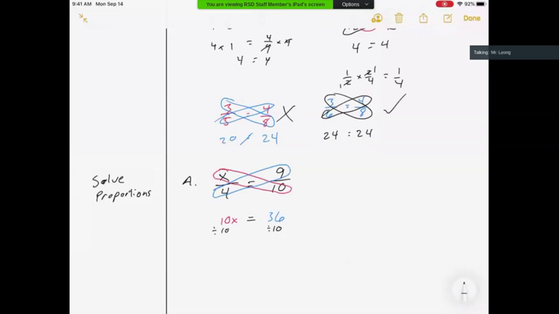So what happens is when you have a 10 here and you divide by 10, that cancels out, and all you're left with is x. And 36 divided by 10, you can do that in your calculator, or some of you guys can probably do it in their head, is simply 3.6. Okay. Pretty easy, right? Let's try one together here.